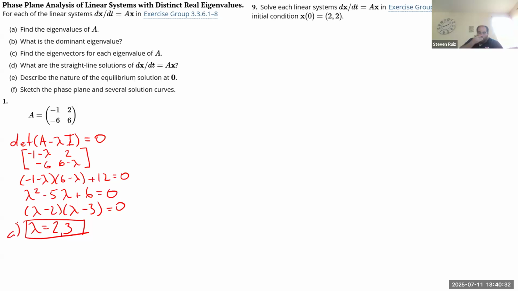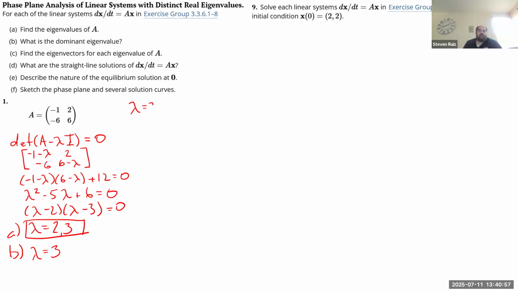That's part A. Part B asks what's the dominant eigenvalue. The dominant eigenvalue always comes from the one whose absolute value is greater, or the one that is furthest from 0. So in this case, that's going to be lambda equals 3. Now find the eigenvectors that correspond to each one. So take them one at a time.